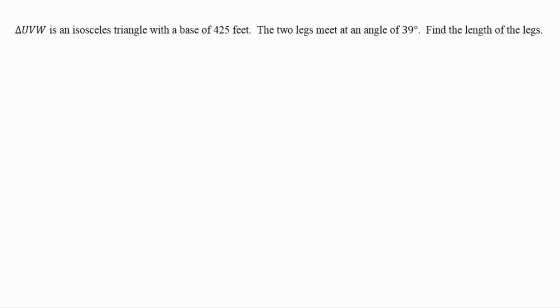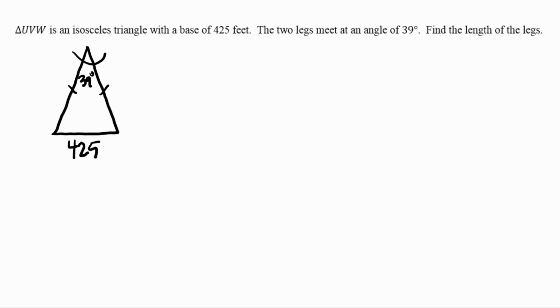Okay, now the last example I've got for you is something a little bit different. It's telling you UVW is an isosceles triangle with a base of 425 feet. All right, so isosceles triangle, it's got two legs that have the same length and then a base. So if we're saying the base is 425 feet, we're interested in what the others are if the two legs meet at an angle of 39 degrees.